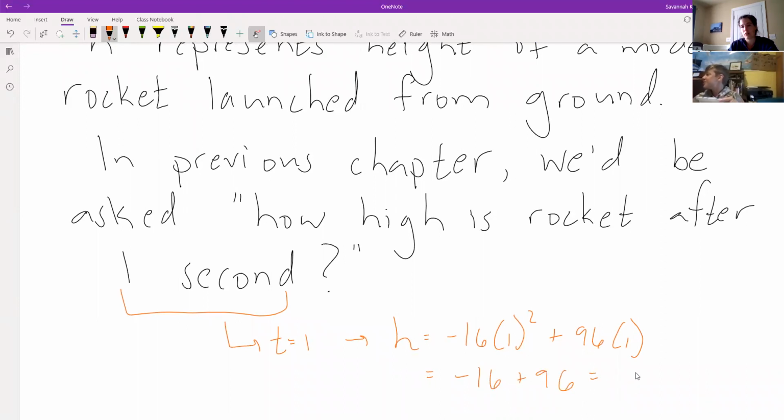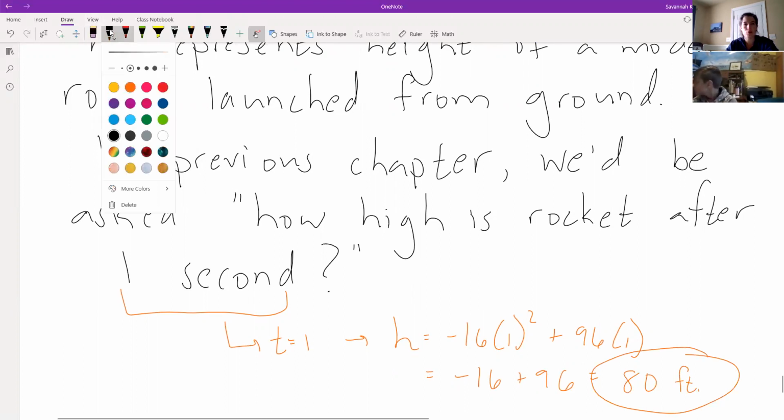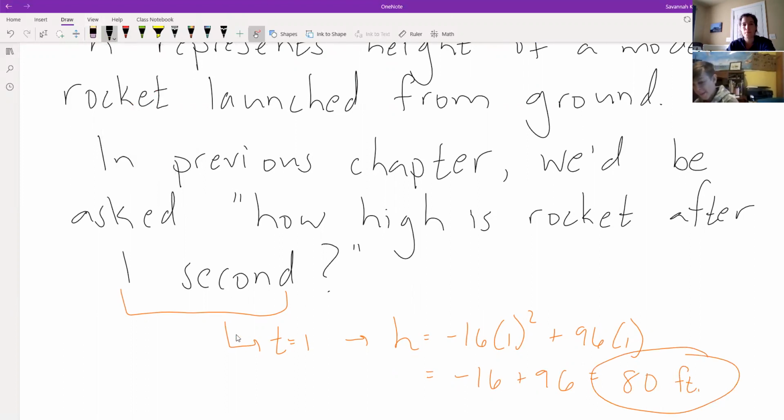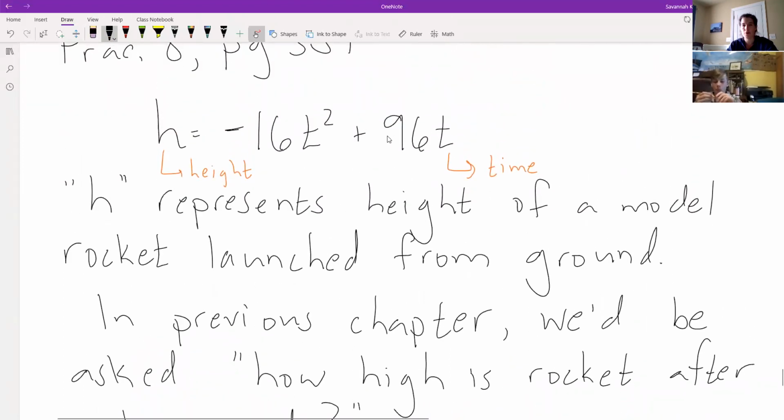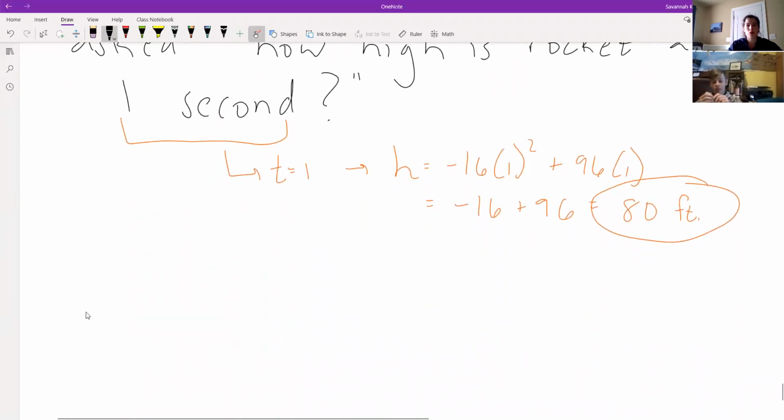Okay, so 96, what is that? 80. Okay, so that's the type of thing that we did a few chapters ago with this. We were just given a function back when we were learning about functions and asked to plug in different things for time.